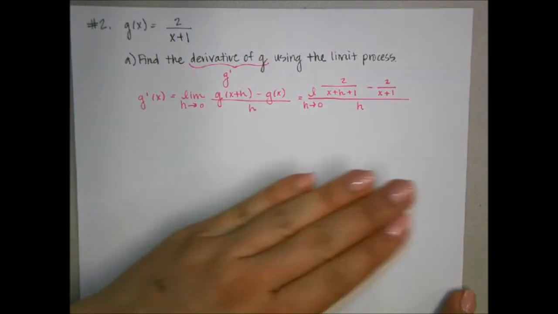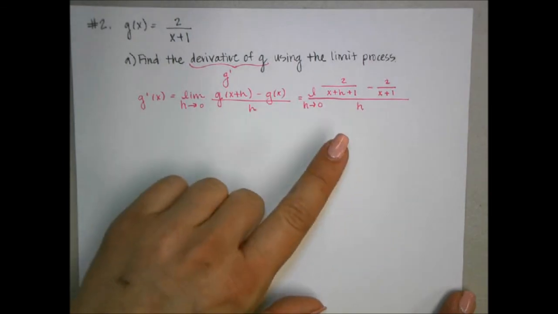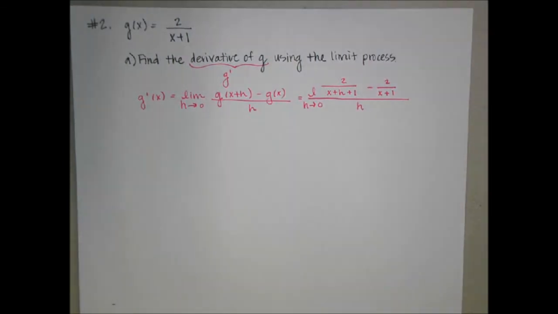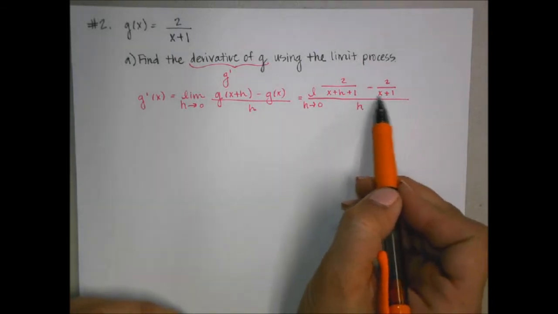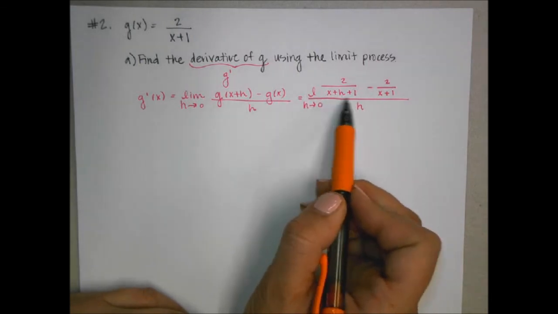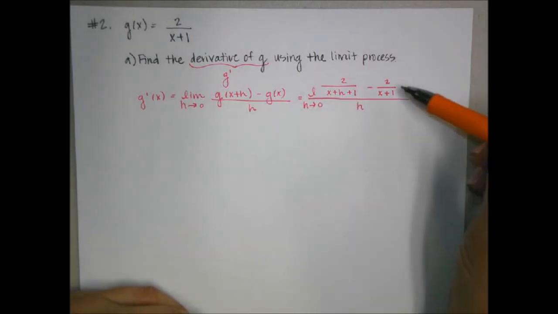Okay. What we ended up with here is a complex fraction. And to simplify complex fractions, we need to multiply by the least common denominator. So we're going to need an x plus 1 and an x plus h plus 1, both on the top of our complex fraction and on the bottom of the complex fraction.